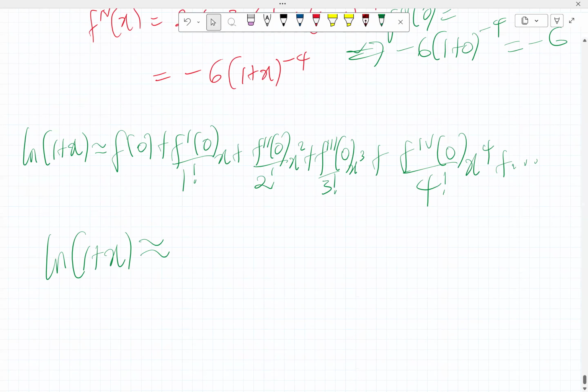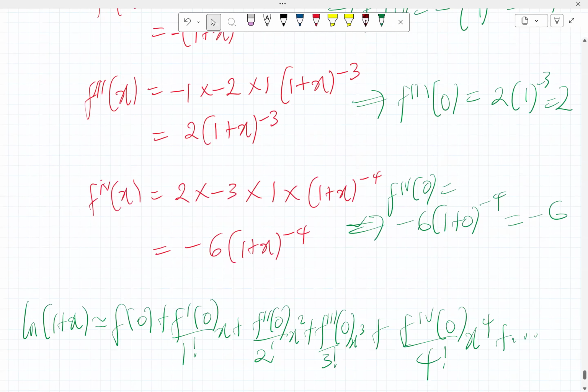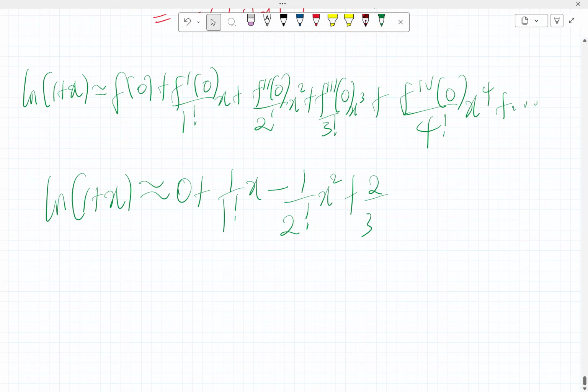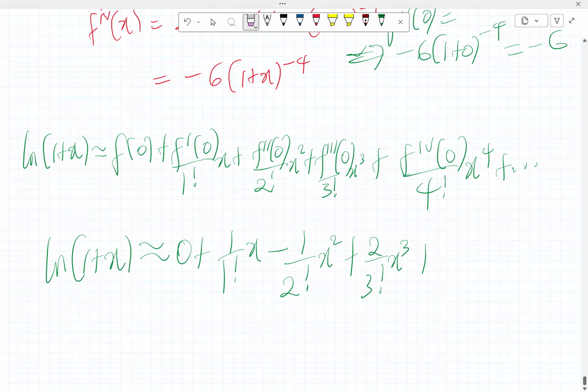So here we have 1 over 1 factorial x. Then f''(0) is -1 all over 2 factorial x raised to power 2. Then this one is 2, right? I think that's 2. Yeah. 2 over 3 factorial x raised to power 3. Then the next one is -6. So we have -6 all over 4 factorial x raised to power 4 plus all that.